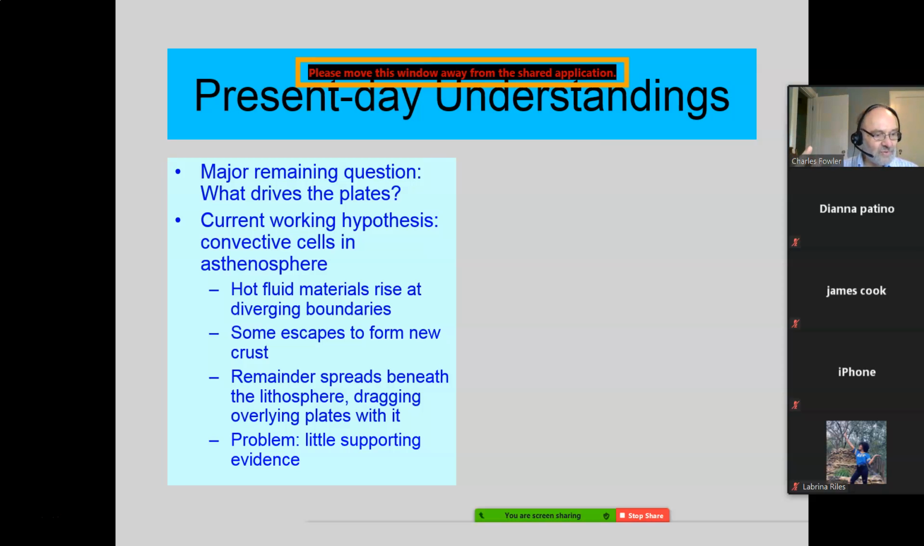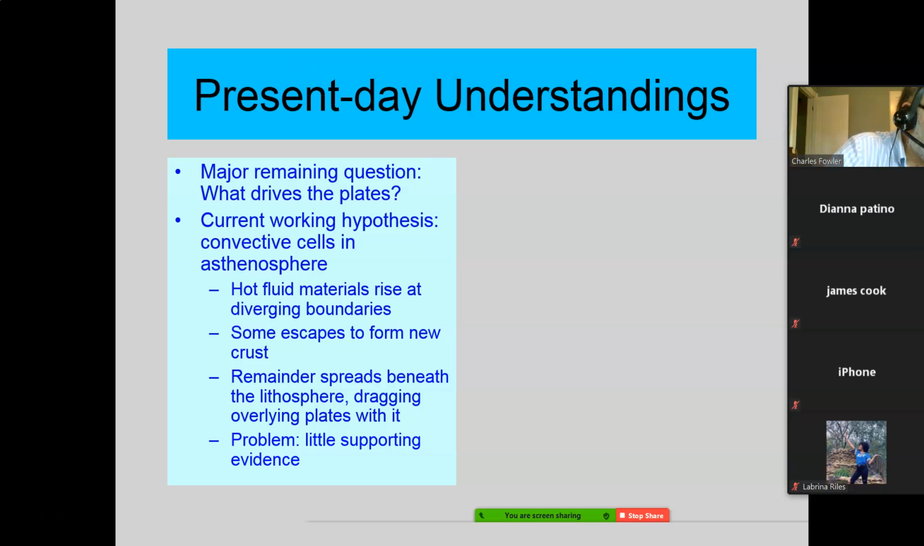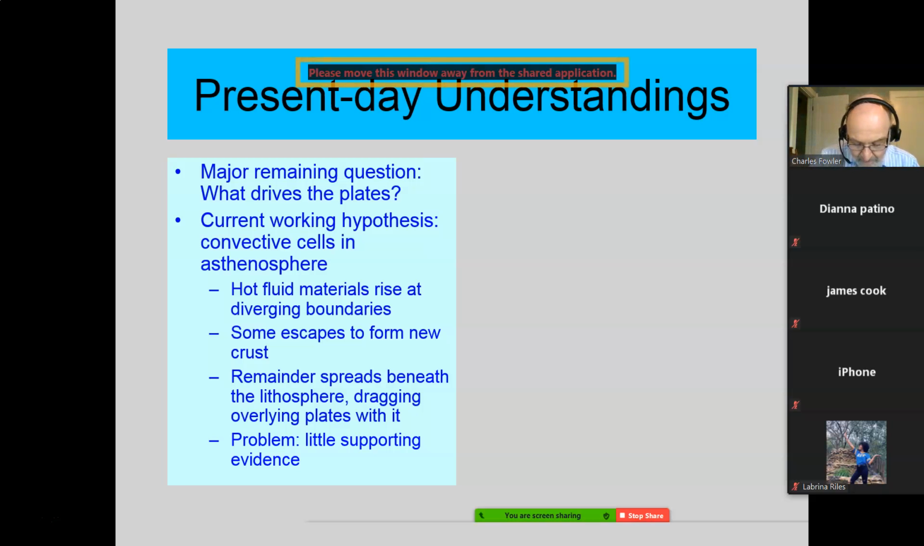What this leads to is a big question here. Present day understandings. This is on page 471, and this is very close to the very end of the chapter here. I don't think we're quite going to make it today, but we'll certainly finish this up next time. We only have 2 minutes left.